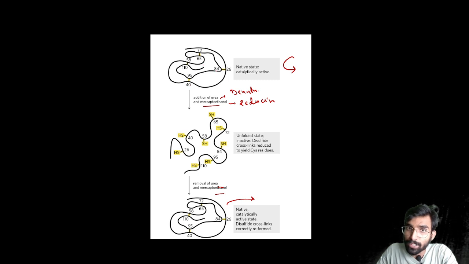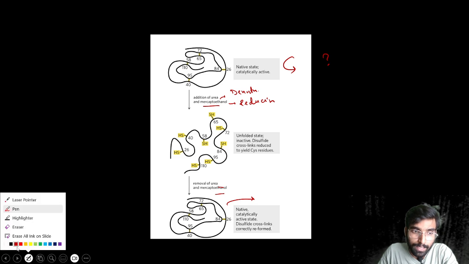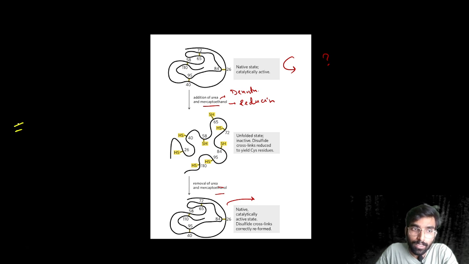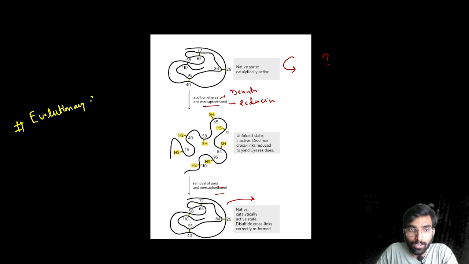But why not 40 with 84? Why not 40 with 72? Why not? You have to think about it. So that is evolutionarily conserved. So remember, protein folding is evolutionarily conserved.